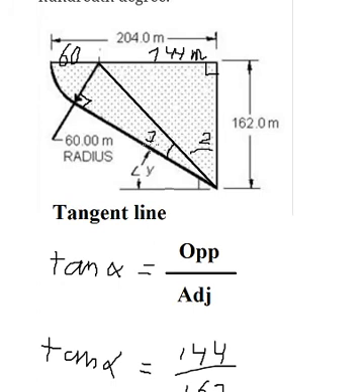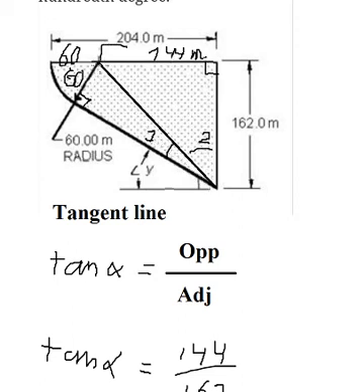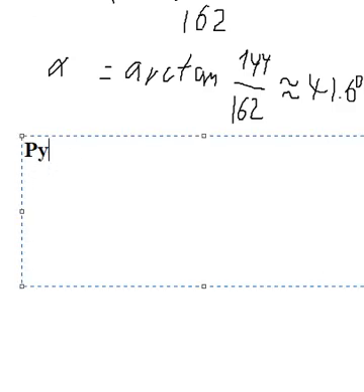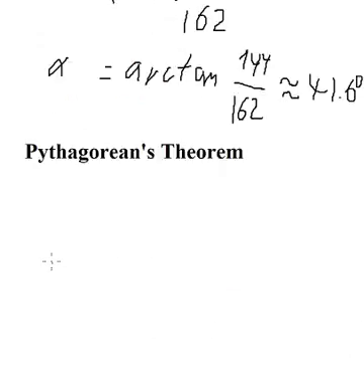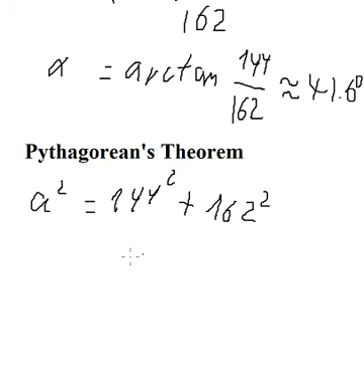Now let's go to angle number 1. We know that this line here is 60. We can calculate the length of this one because we have this right triangle in here. So we can find the length of this one by using the Pythagorean theorem. So I will call the line in here small a. So we have a squared equals 144 squared plus 162 squared. And this one, we have 46,980.